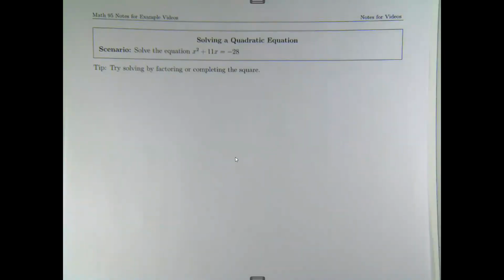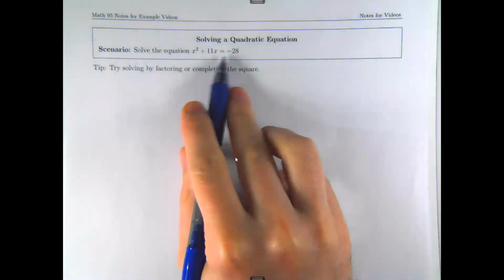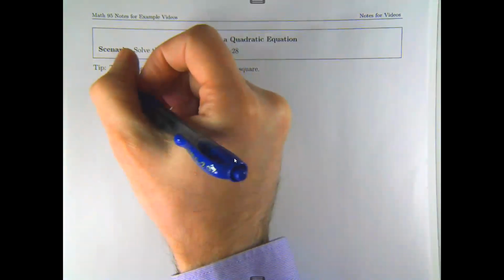This is a more general solving a quadratic equation example. I'm going to show you how you can solve this equation of x squared plus 11x equals negative 28 once by factoring and once by completing the square. Let's start by factoring.